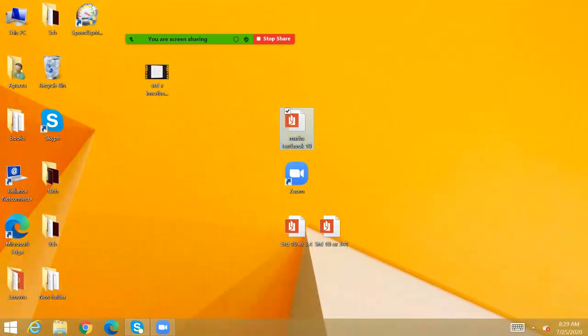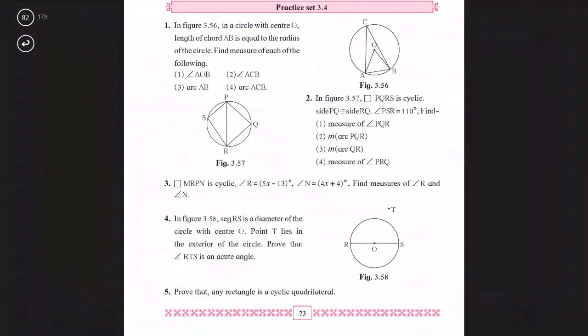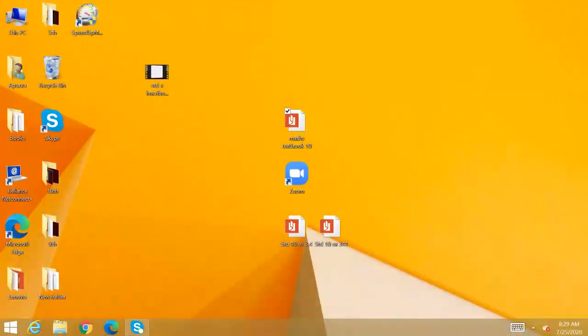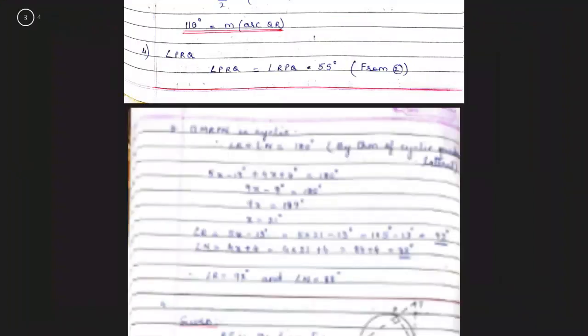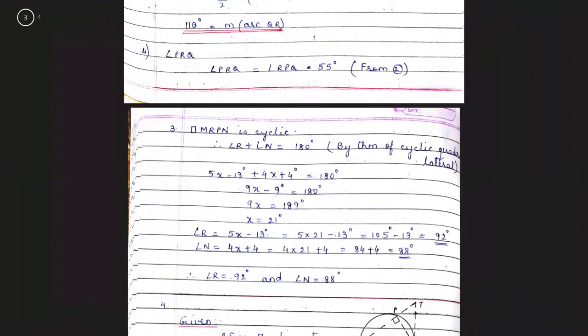We go to question number 3. Question number 3 is very simple. Quadrilateral MRPN is cyclic. Angle R is given, angle N is given. Find the measures of angle R and N. Now angle R and angle N are opposite angles of a cyclic quadrilateral and therefore they should be supplementary by theorem of cyclic quadrilateral.